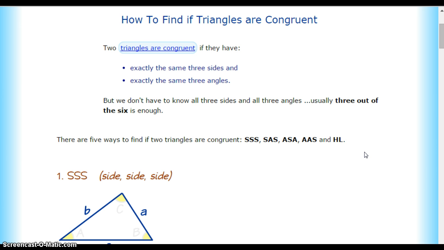In the 3 videos that I will be making, I'm not going to be focusing on all 5 ways. The 3 ways that I will be focusing on are SSS, SAS, and ASA. If you want to know about AAS or HL, just keep reading this web page here. If you keep scrolling down, they're going to talk about AAS and HL. So please, if you're interested, try to learn them and study them on your own. In this video, I'm going to be focusing on SSS.